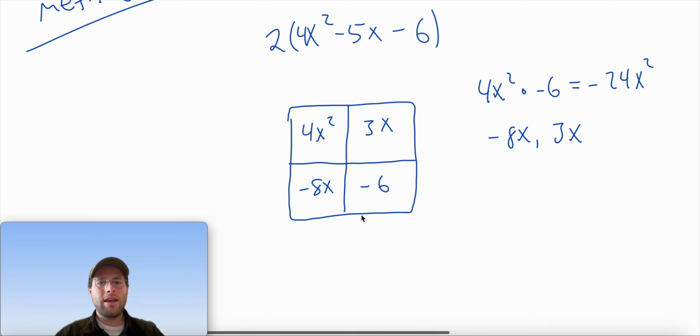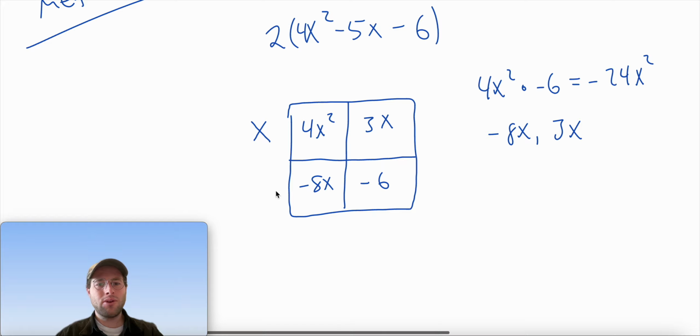All right, and now that we have our box here, what we're going to want to do is look at the rows here and the columns here, taking out the greatest common factor from each of those and writing them off to the side. So let's go ahead and get started here. Looking at this first row, we can take out a greatest common factor of x. And because they're both positive, the greatest common factor I'm going to take out will be positive.